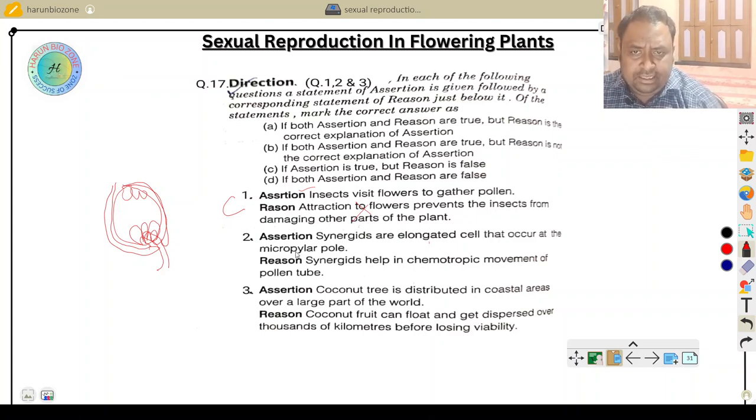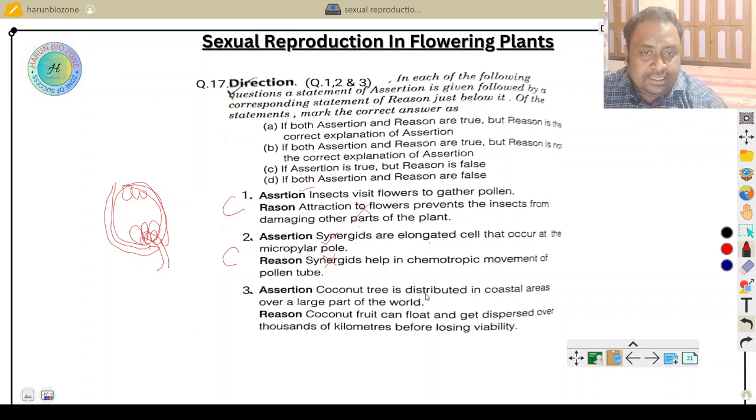This is not right. Synergids are haploid cells. After fertilization, they fuse with the endosperm. Here the synergids do not help in chemotropic movement; this is the filiform apparatus, which helps in the chemical guidance of the pollen tube. So here also C is the right answer: assertion is right, but reason is false.